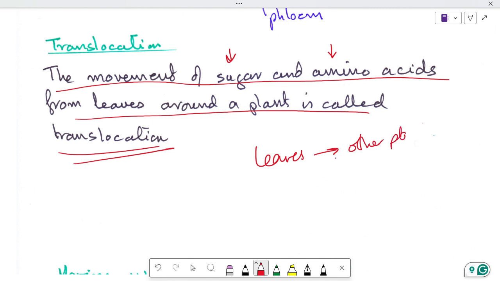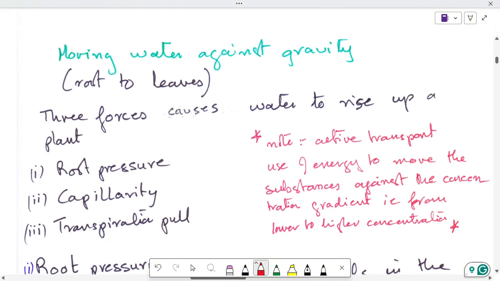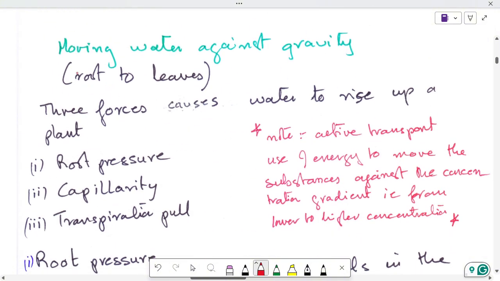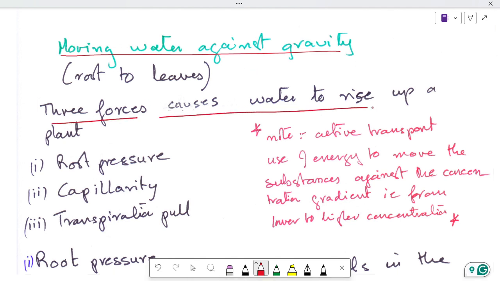Now we come to moving water against gravity, that is, from roots to leaves. 3 forces cause water to rise up a plant. Number 1, root pressure, number 2, capillarity, number 3, transpiration pull. Now these three are very important for the movement of the water from roots to leaves.